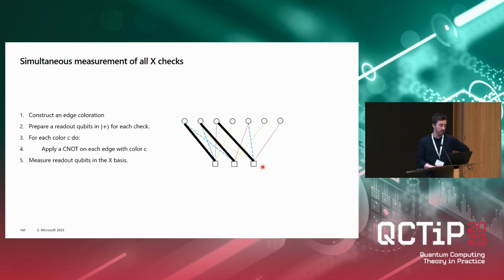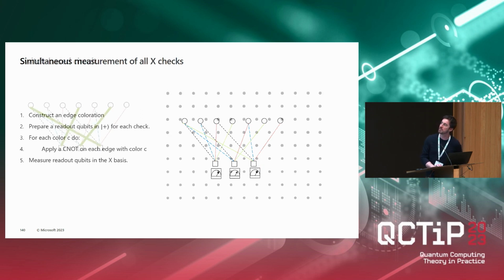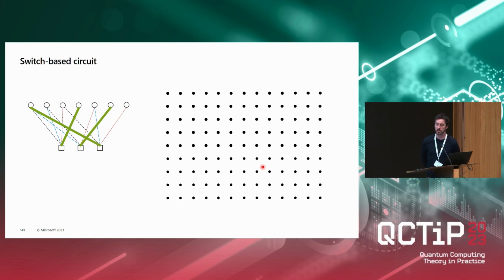We can do it in parallel. So in a depth which is given by the degree of this graph, or the number of colors, we can implement the measurement of all the checks. Once we are done in constant depth, we can measure all these checks. Now can we do it in 2D?